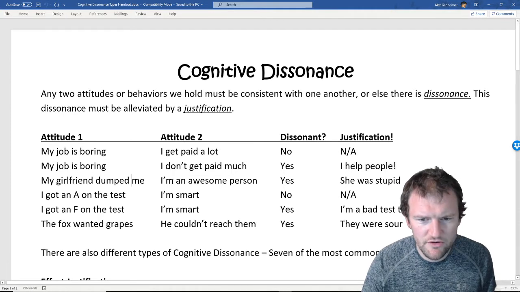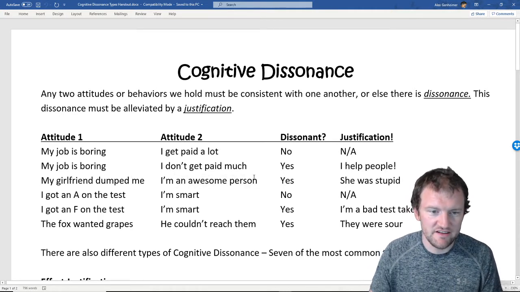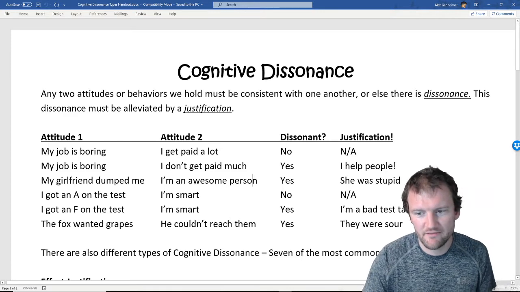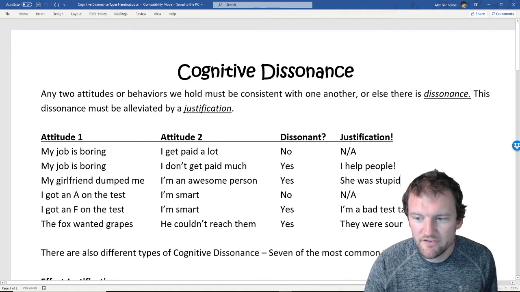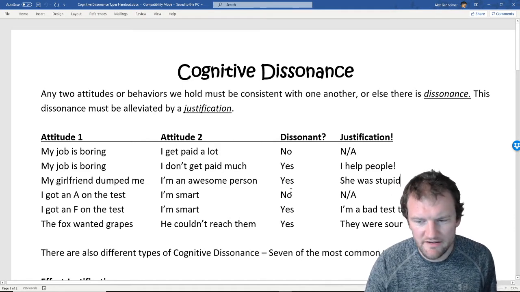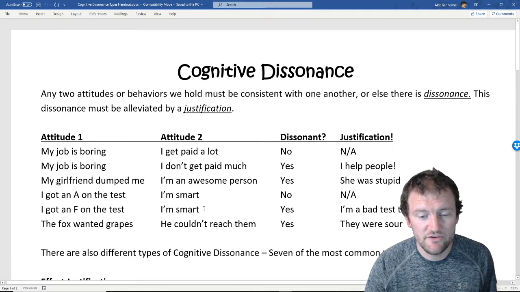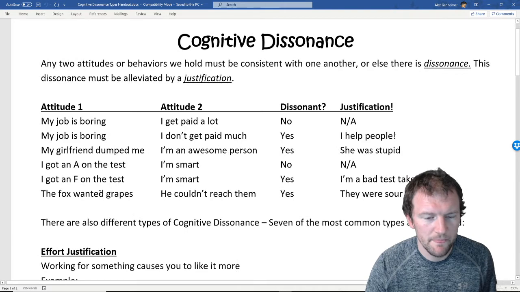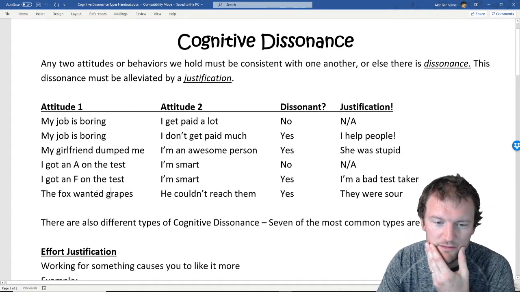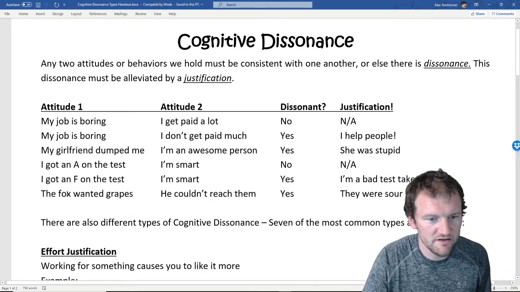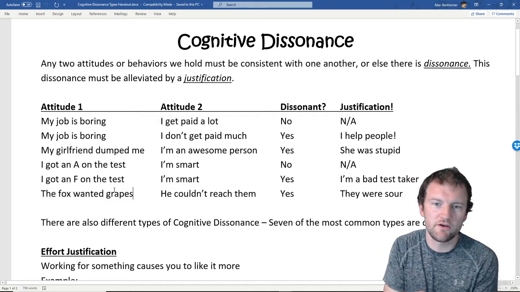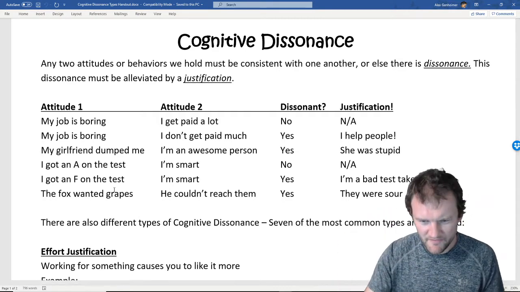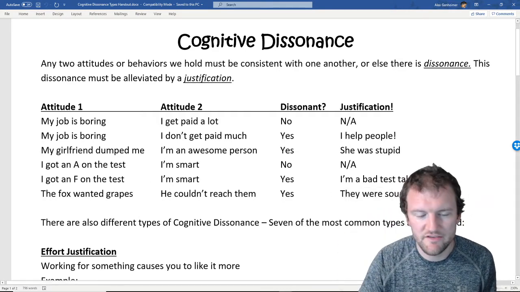Your girlfriend dumped you, and you're an awesome person. That is dissonant, and you have to fix it somehow, and one way you can fix it is by saying, I'm better than her anyway, I need to focus on my studies, whatever. I got an A on the test, I'm smart. That's not dissonant, you don't need to justify it. But if you fail the test and you believe you're smart, you have to say you're a bad test taker, or the teacher's bad, or something like that. This is from one of the famous Aesop's fables, where the fox really wanted grapes, but they were too high up in a branch, and he couldn't reach them, so he said they must have been sour.